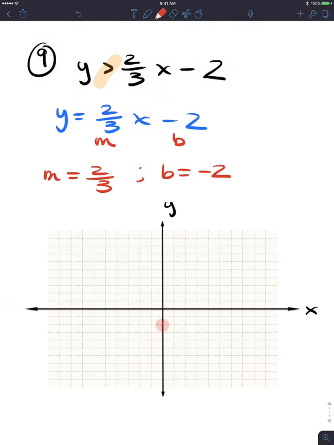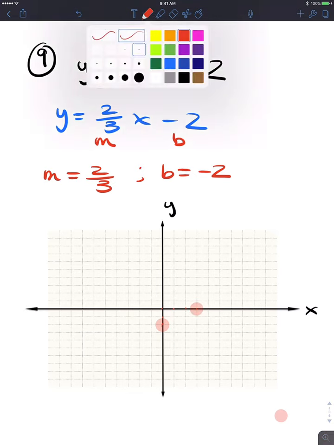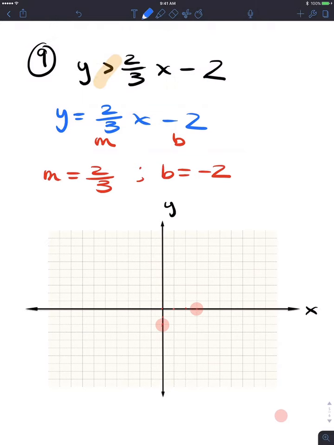We're now going to use our slope. Our slope is 2/3. We go up 1, 2, to the right, 1, 2, 3. This is the location of our next point on the line. We're going to draw our line.